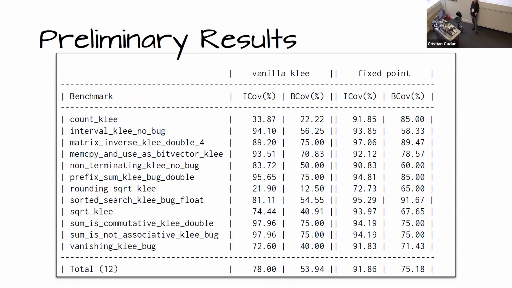But here are my preliminary results. Here in the center column, you see what vanilla KLEE does, with its reported instruction and branch coverage. And in the right-hand column, you'll see the fixed point results. The coverage is always at least equal to what was covered with vanilla. I hope you'll forgive vanilla. And sometimes it's strikingly better, such as here, the very first one, count KLEE, 22.2 to 85.